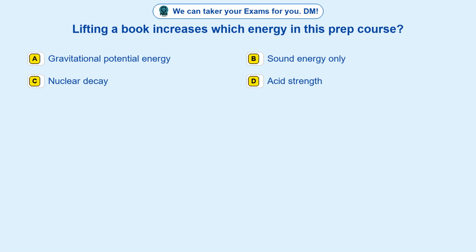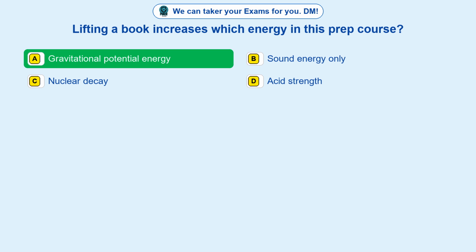Question 61. Lifting a book increases which energy in this prep course? Option A, gravitational potential energy. Option B, sound energy only. Option C, nuclear decay. Option D, acid strength. The correct answer is option A, gravitational potential energy.